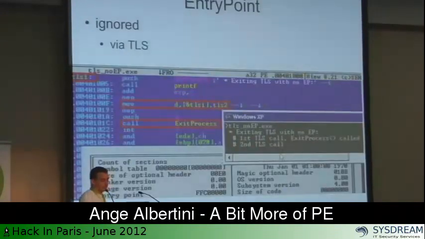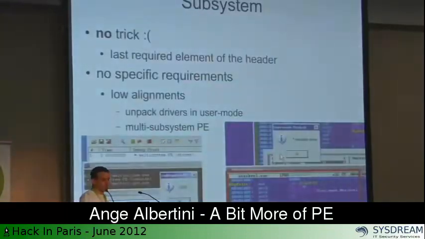And then TLS is executed before and after the entry point. So if a TLS is actually triggering exit process, then the entry point will never be called. Subsystem itself, no particular tricks. Sometimes you ask if there are any tricks. There are no magic tricks with the values, just to say that it's the last required element to be present. If it's 0, the file will not work.